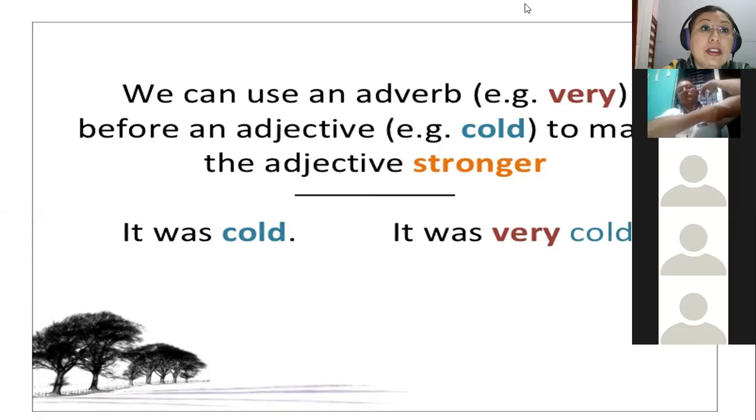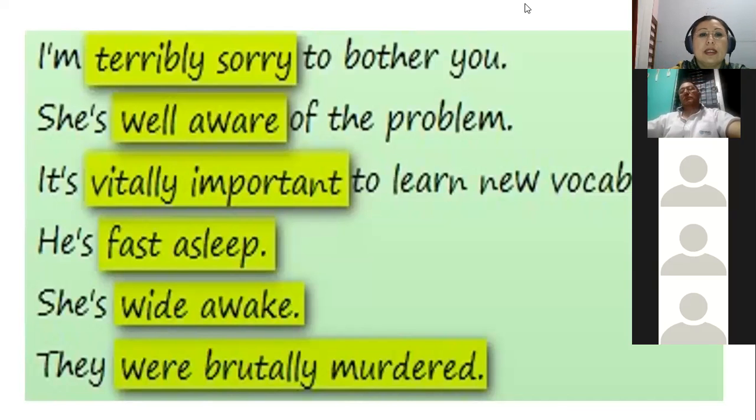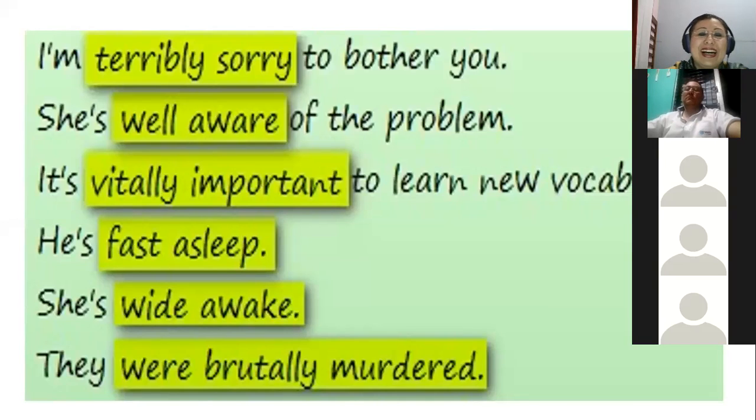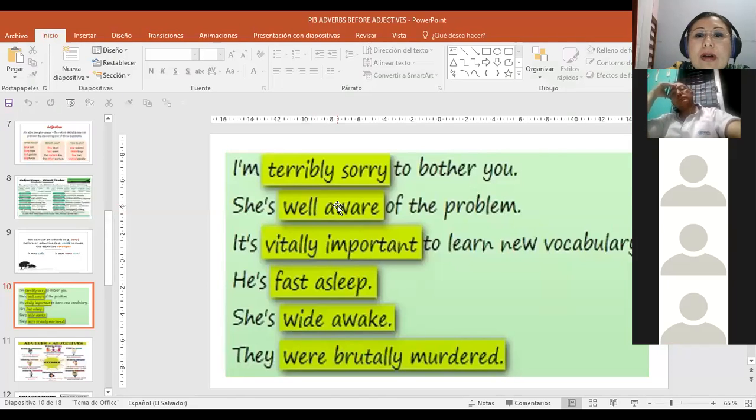You can say, I went to Canada in December and it was very cold. Or I went to New York last January and it was very cold. So you make the emphasis on the word. So here, I'm really hungry. Yeah, you're making emphasis that you're very hungry. Okay, very good. Here I have another example. It says, I'm terribly sorry to bother you.